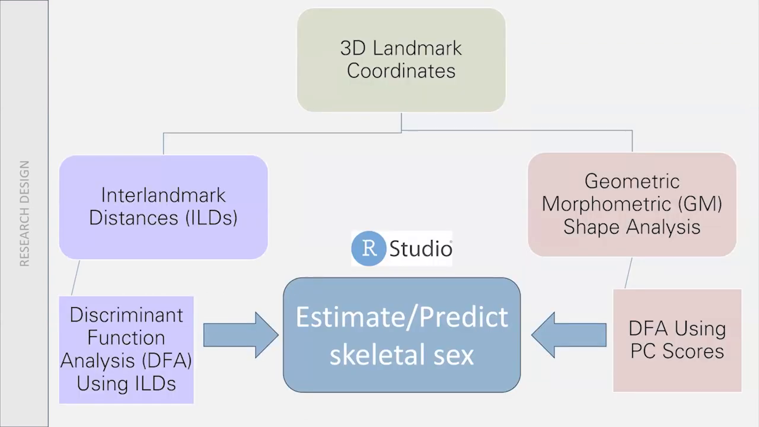The two methods tested in the study for subadult sex estimation included standard inter-landmark distances and geometric morphometric analysis. Discriminant function analyses were performed using the ILD metrics and also using the principal component scores from the GM analysis. All the statistical analyses and visualizations were generated using RStudio. And the DFA was used to estimate or predict the skeletal sex of the individuals.